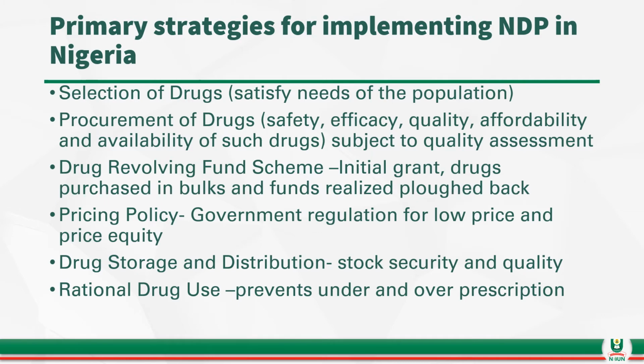And such drugs must be subjected to quality assessment, and that's what NAFDAC does. So these are the things you check before you procure drugs. Then there's another aspect in implementing national drug policy called the Drug Revolving Fund Scheme. Now, this scheme is simply a scheme that ensures that people get initial grants.